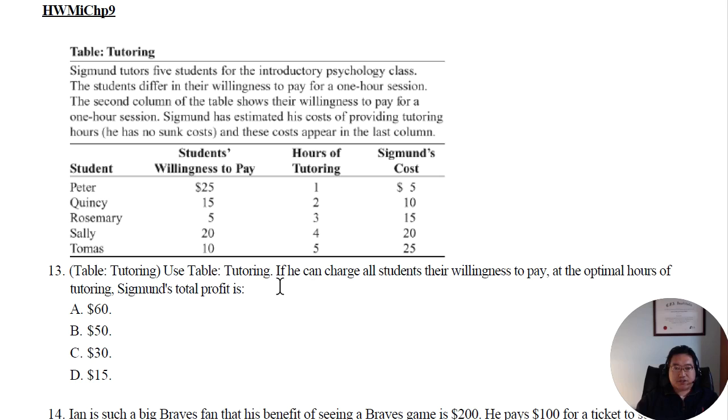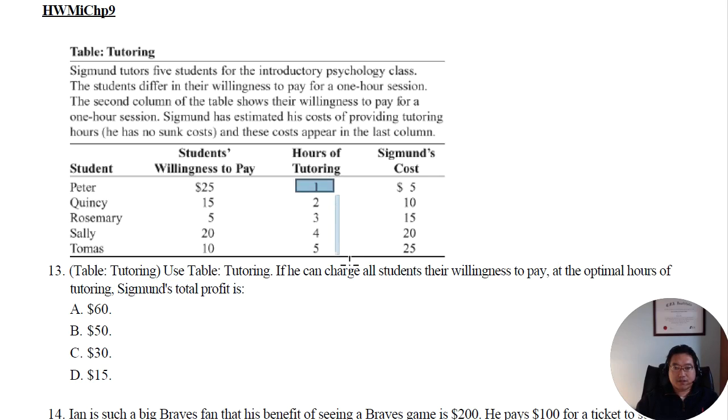And here's the question. If Sigmund can charge all students their willingness to pay, so all these numbers are the prices each student would like to pay to Sigmund for 1 hour of tutoring from him, at the optimal hours of tutoring, right? So Sigmund needs to decide optimal hours of tutoring, whether it's 2 hours, 3 hours, 4 hours, or 5 hours. Sigmund's total profit is how much? What's the total profit?